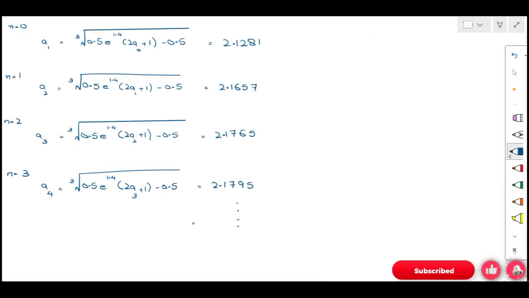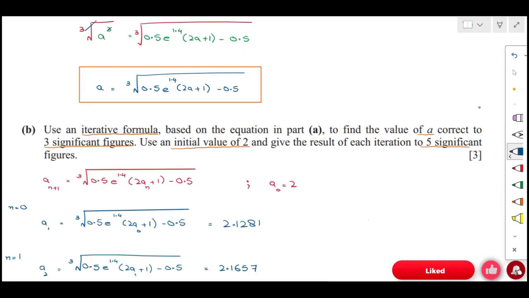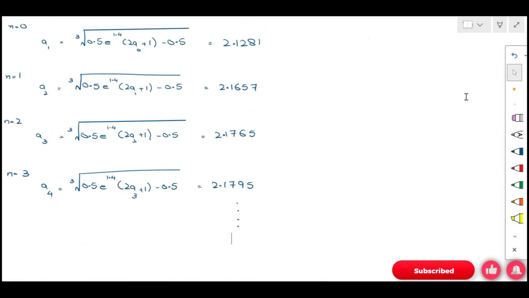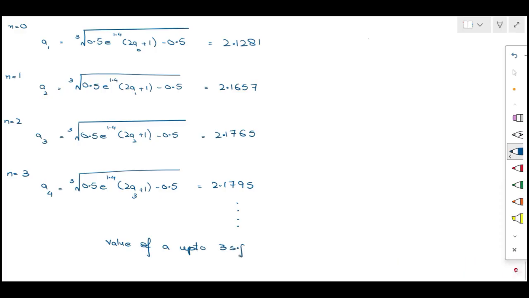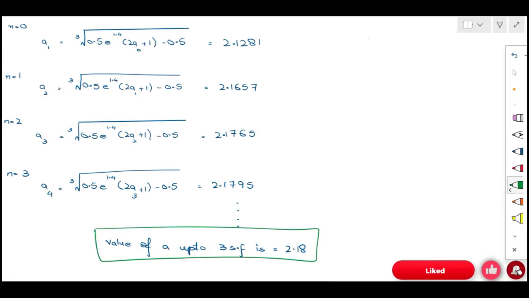Now we need to guess the value of a, up to 3 significant figures. So here we can say that the value of a up to 3 significant figures is 2.18 if you round it. This is the value of a up to 3 significant figures.